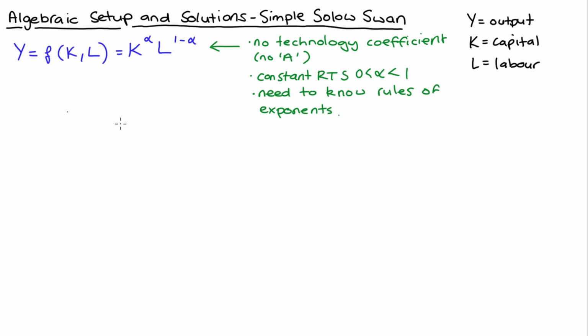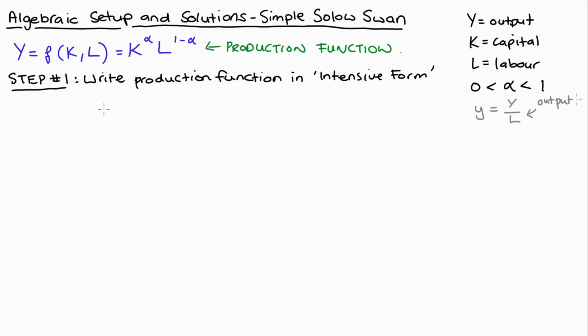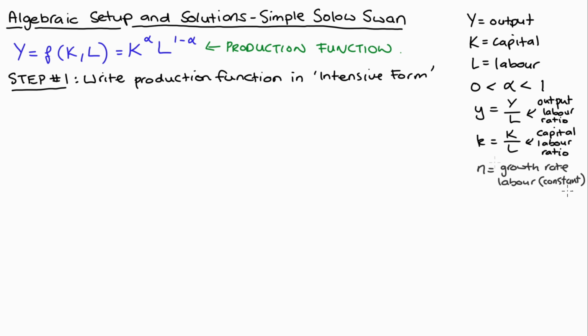Right, so the first thing I'm going to do is actually put our production function in what we call intensive form. So all our variables will be per capita, so per labor or divided by L. So I'll just define some new variables here first. Let's just put down little y, which will be equal to big Y over big L. This is our output to labor ratio. I'll also define little k, which is our capital to labor ratio. That's big K over big L. I'm also going to put here that our labor will grow at some constant rate equal to n.